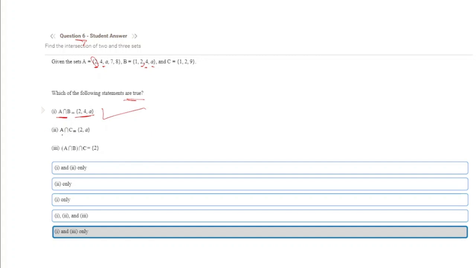Let's see option number 2, A intersect with C. A intersect with C will be 2 only. Okay, see, there is no A in the C, so this is the wrong answer. Okay, A intersect with B, intersect with C. So A intersect with B as we said, it's 2, 4, A, okay? And intersect this set with C, so the only number is 2, and 2 is here, so this is the right answer. So the answer will be 1 and 3 only.